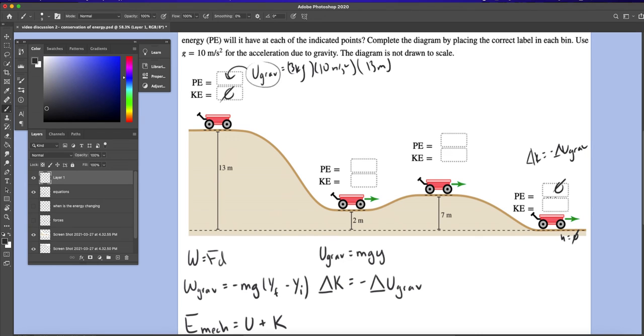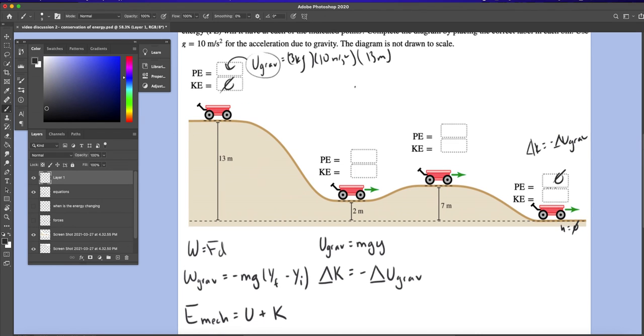And then for these two, you would use the gravitational potential energy equation to figure out how much potential energy it has at this specific point. So 3 kilograms times 10 meters per second squared times the height of 2 meters. The answer you get at this point, you would subtract from the total mechanical energy, which you get from how much potential energy it has at the highest point. Subtract it to get how much kinetic energy it has here. And you would use the same equation for this point.